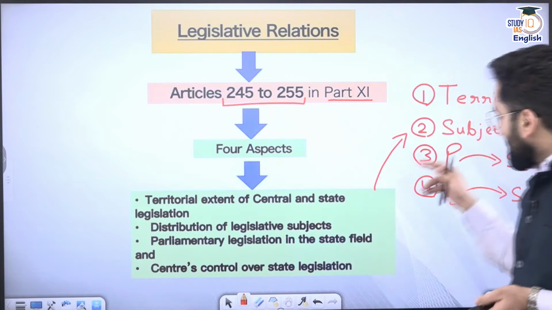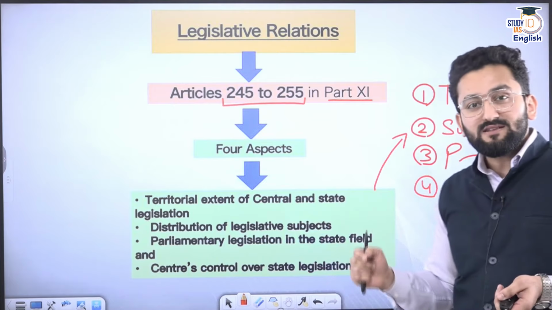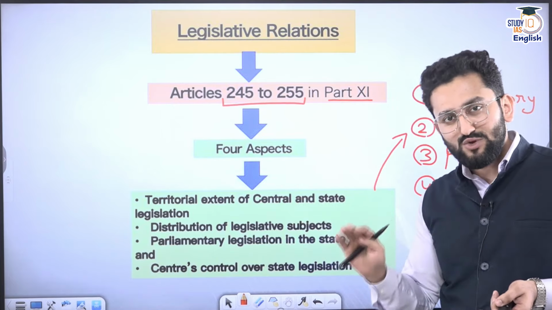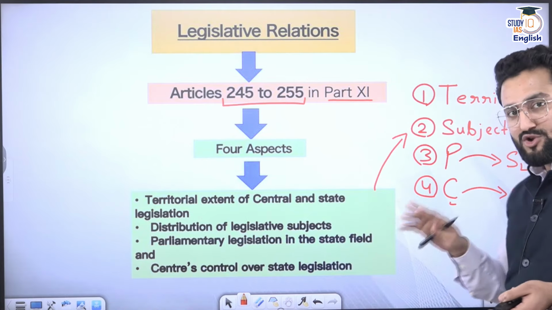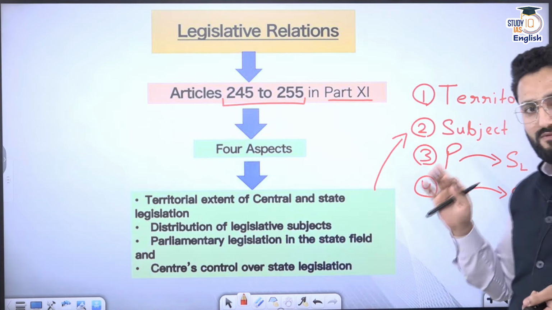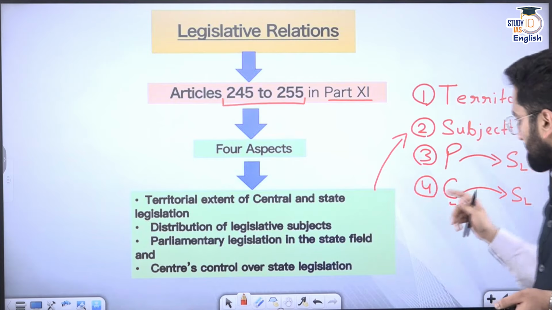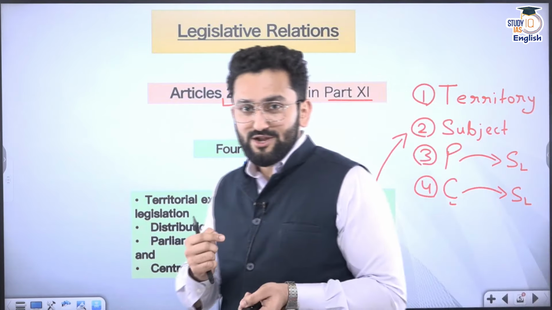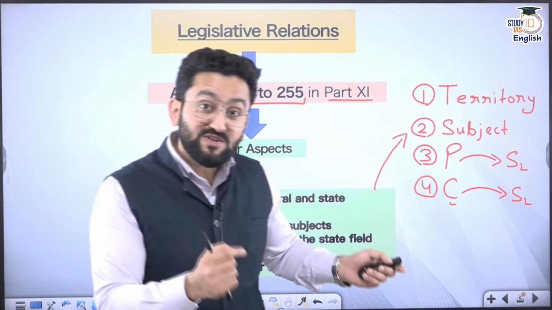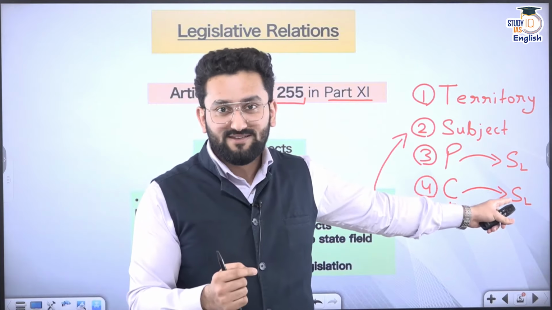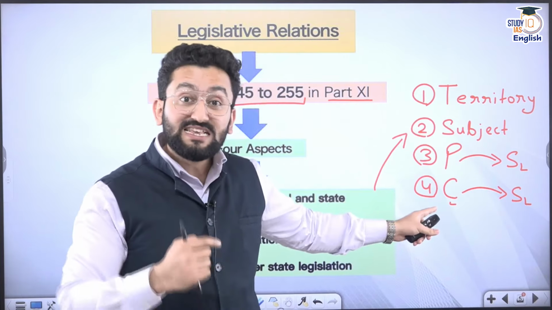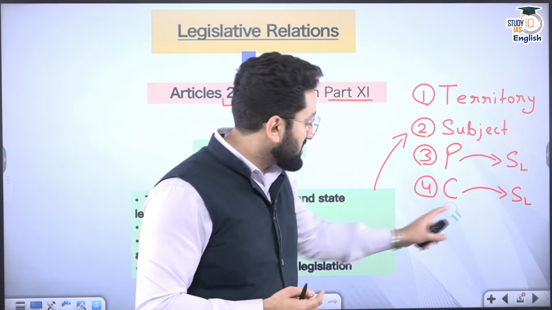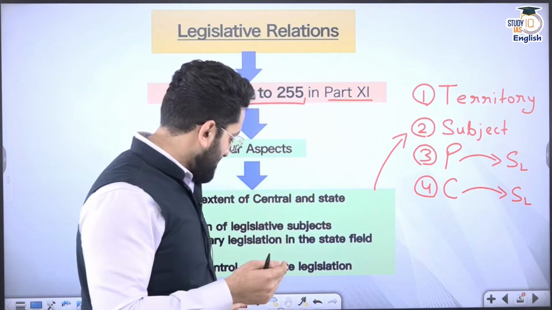Now, subjects, the division of subjects between center and state, we are going to discuss when we discuss Schedule 7. Today we are going to deal with legislative aspects, all kinds of questions and dimensions which can be asked. Now, the third aspect is Parliament's power to make law on subjects which are considered as state subjects. The fourth aspect is center's power to have control on state legislature.